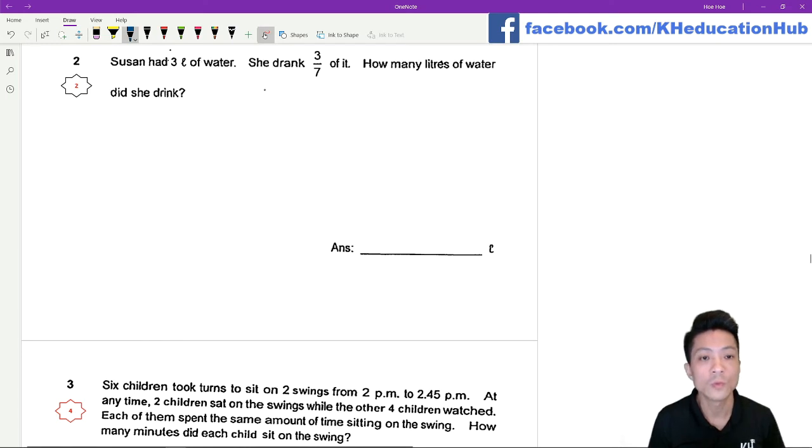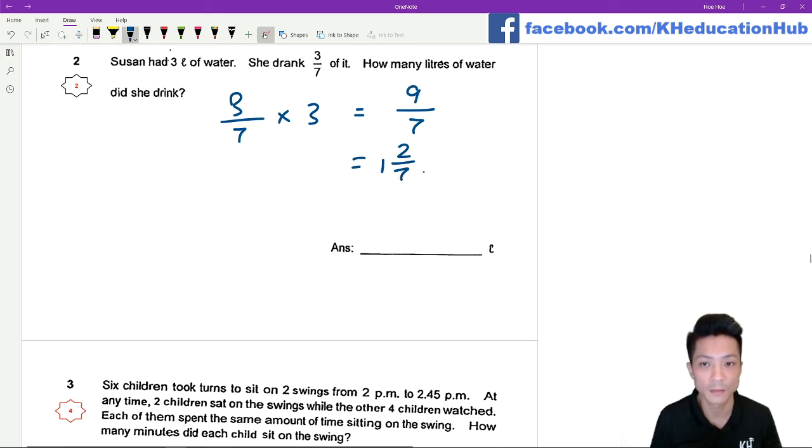Question 2. Susan had 3 liters of water. She drank 3/7 of it. How many liters of water did she drink? So we're going to find 3/7 of 3 liters. Nothing to reduce, so this is going to give me 9/7. Okay, which is 1 2/7 liters.